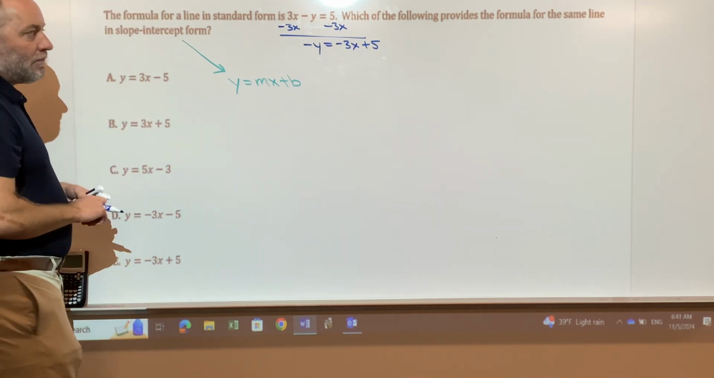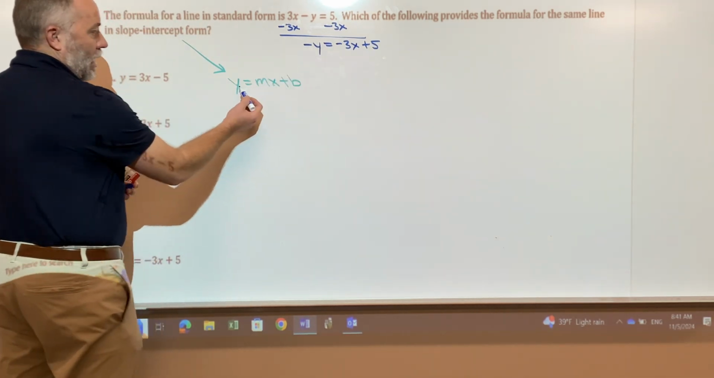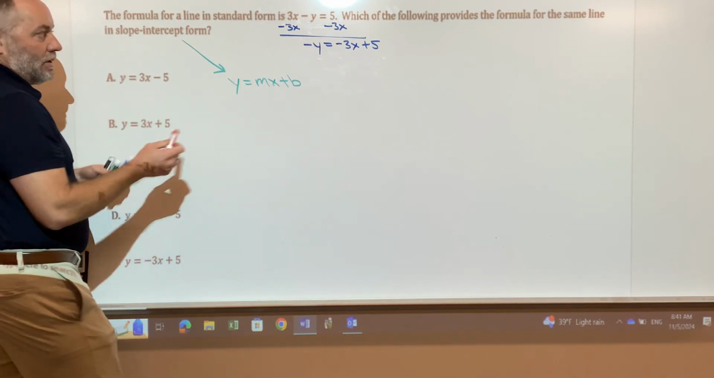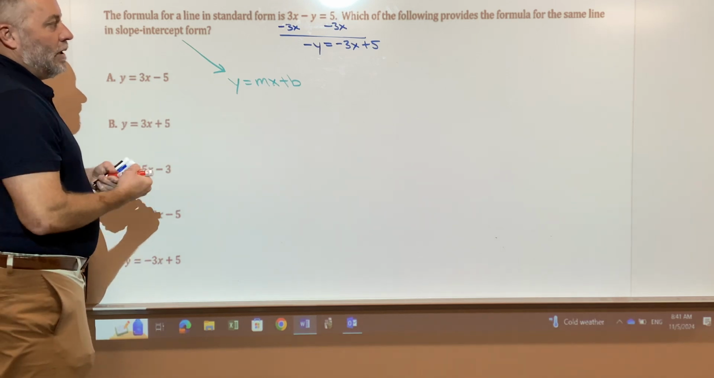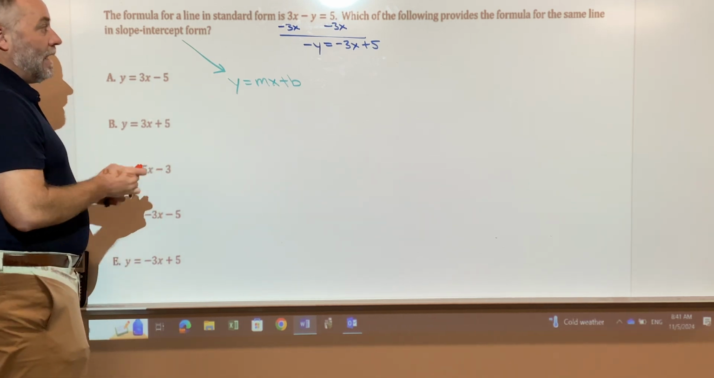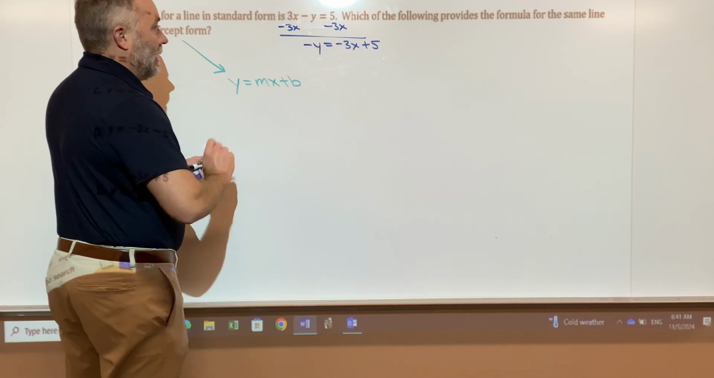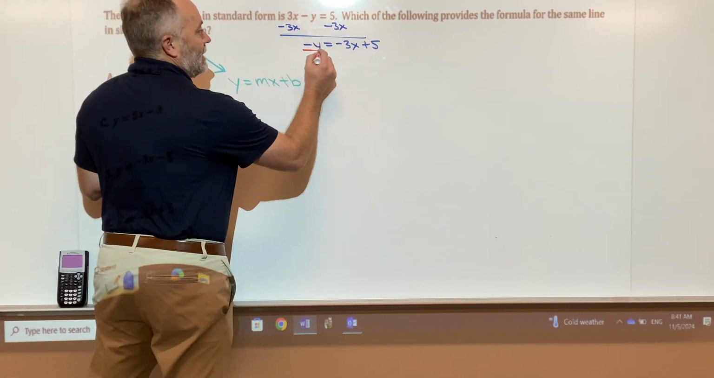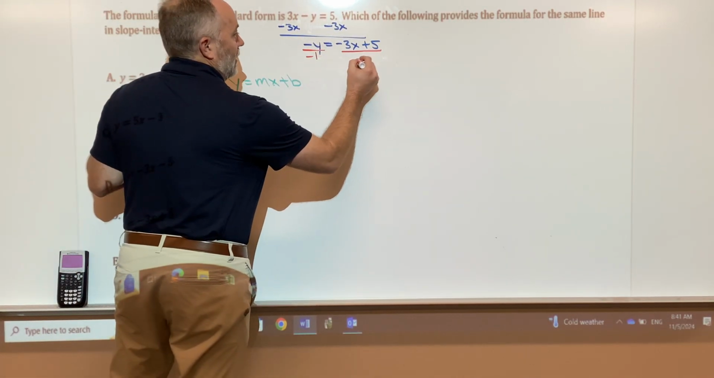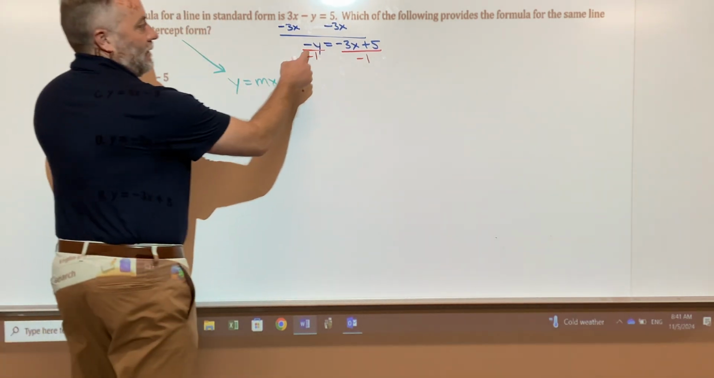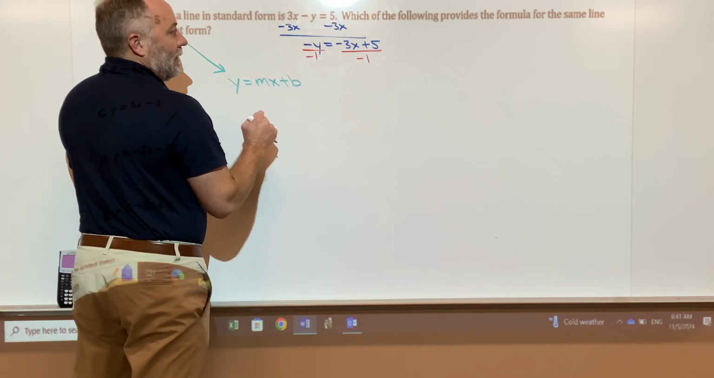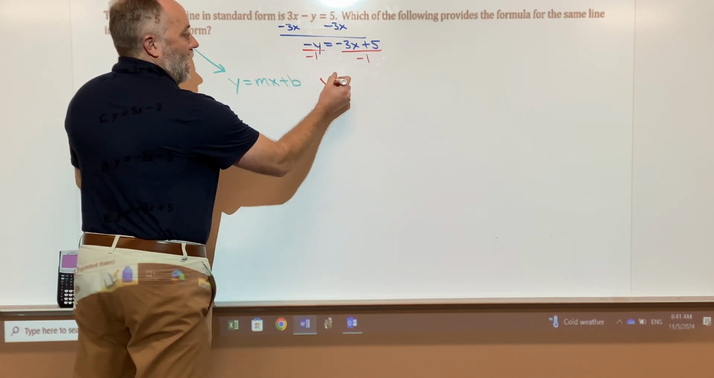Okay, so we're close, but this is a negative y, and we want it to be a positive y. So essentially, y is being multiplied by negative 1. One way we could show getting rid of that is to divide by negative 1. And what we do to one side, we must do to the other. So we're dividing both sides by negative 1. That gives us negative y divided by negative 1 on the left, which is y.